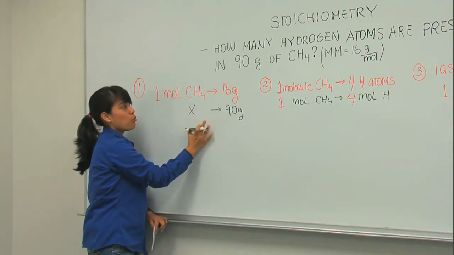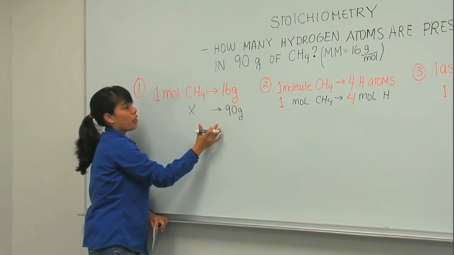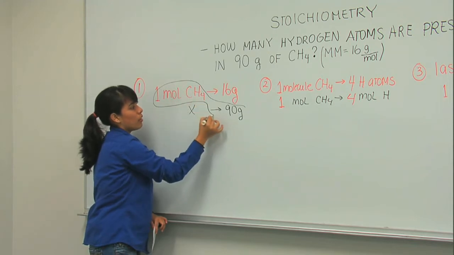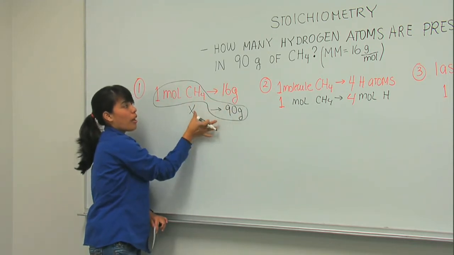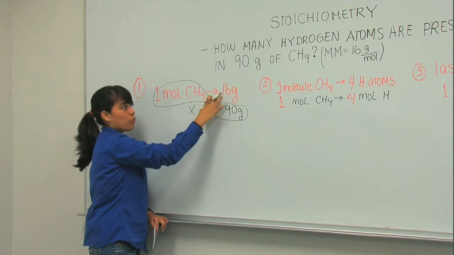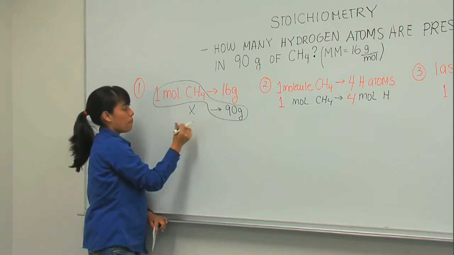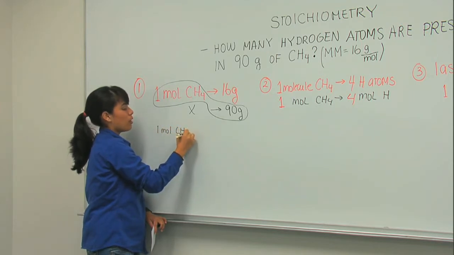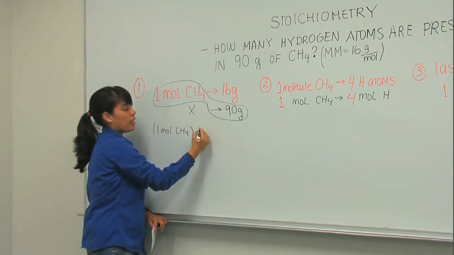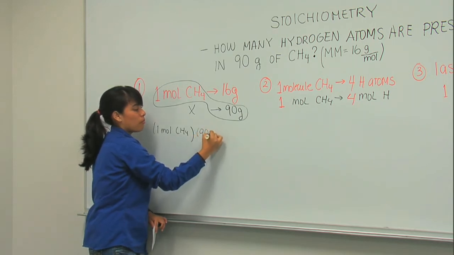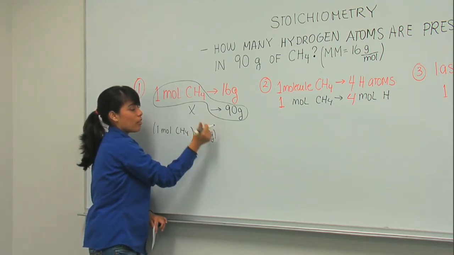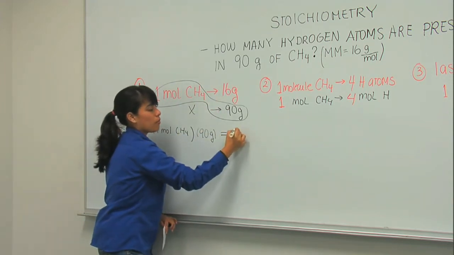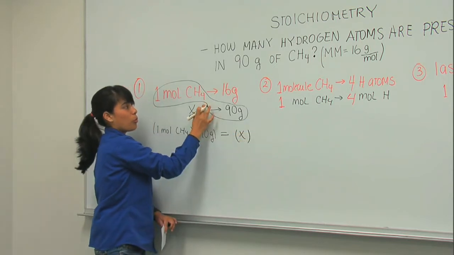The next thing that I need to do once I've placed all the variables in order is to cross multiply. So I'm going to cross multiply these and these two. And the cross multiplication of these two variables are going to be the same. So 1 mole of CH4 multiplies 90 grams. That product is going to be equal to the product of X with 16 grams.